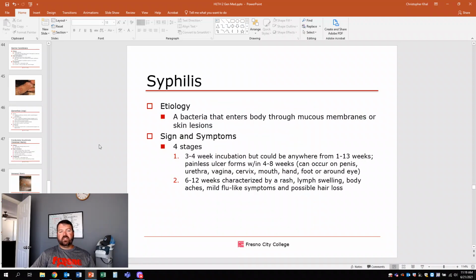All right, syphilis, a bacteria that enters the body through the mucous membrane or skin lesions. There are 4 stages. Stage 1: 3 to 4 weeks incubation, but could be anywhere from 1 to 13 weeks. A painless ulcer forms within 4 to 8 weeks. It can occur on the penis, urethra, vagina, cervix, mouth, hand, foot, or eyes. The second stage is 6 to 12 weeks, characterized by a rash, lymph swelling, body aches, mild flu-like symptoms, and possible hair loss.